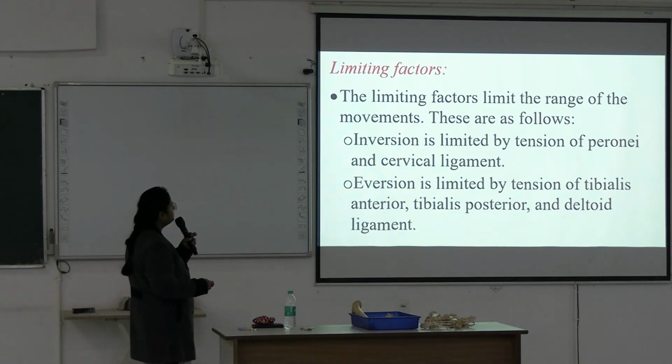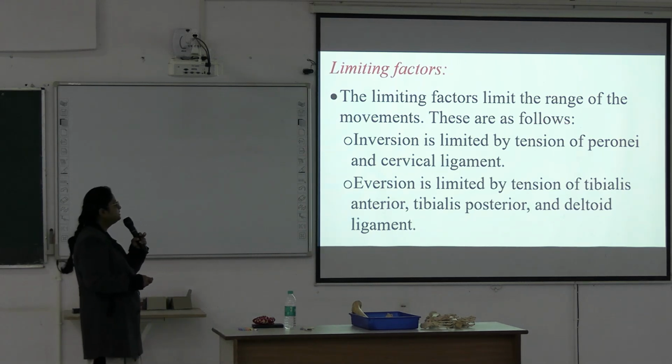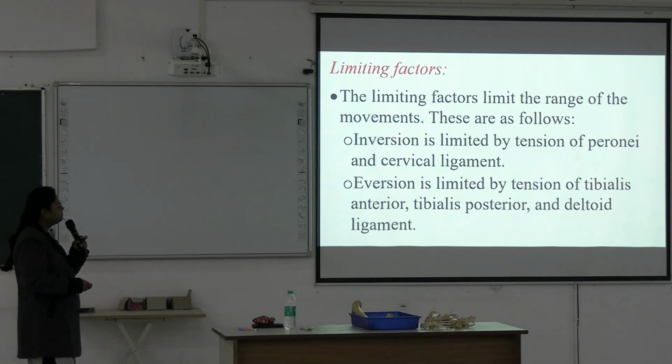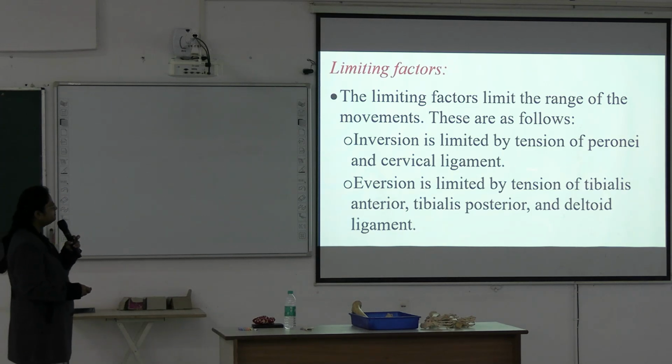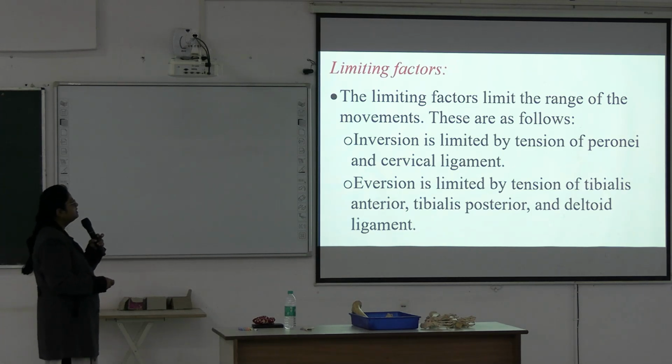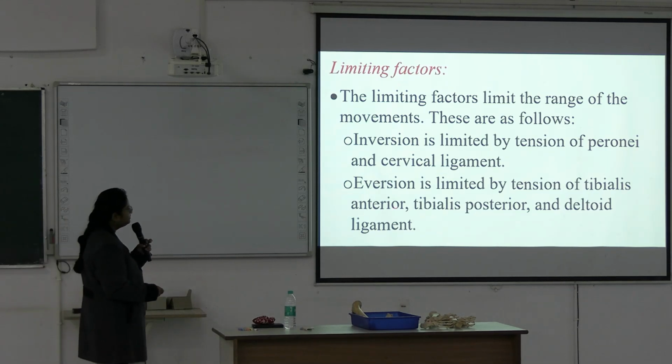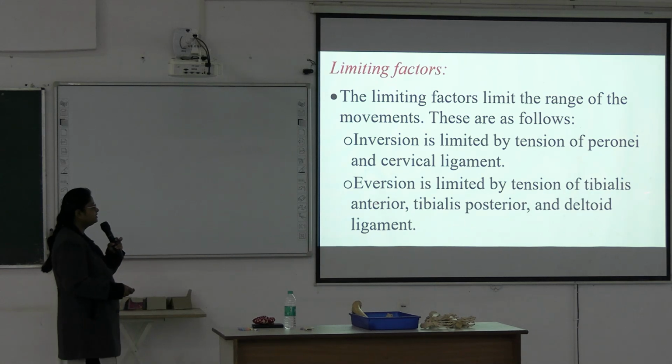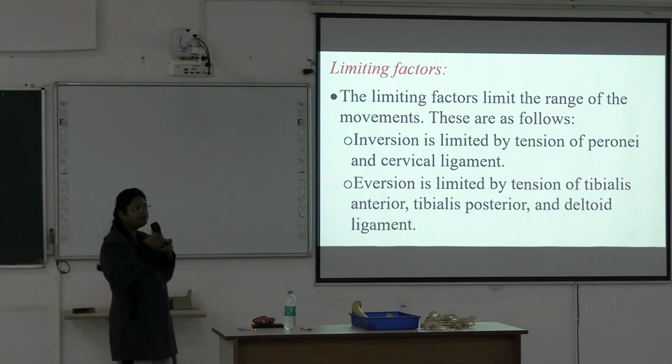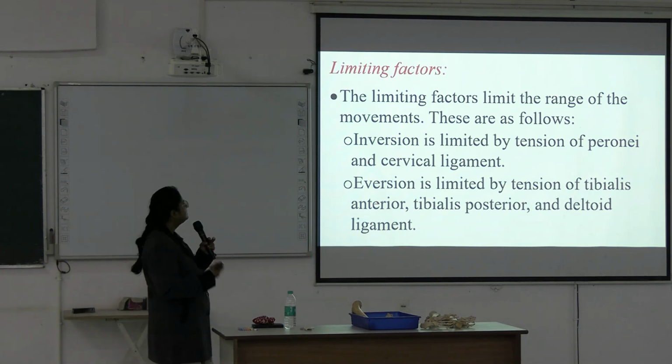Next, limiting factors. The limiting factors limit the range of movement. These are as follows. Inversion is limited by tension of peroneus longus and brevis and cervical ligament, and eversion is limited by tension of tibialis anterior, tibialis posterior and deltoid ligament. That means opposite muscles and ligaments.